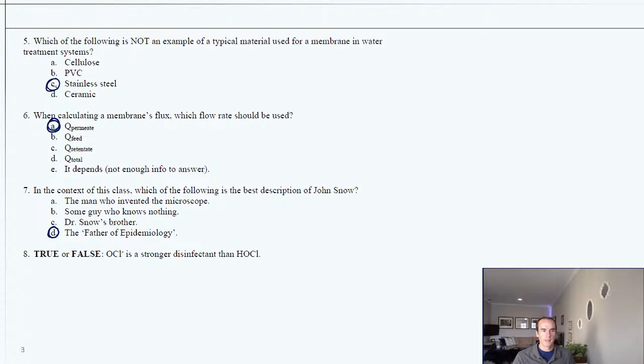Okay, next up, we have another true or false. OCl minus is a stronger disinfectant than HOCl. This is false. HOCl is the strong one. So HOCl would be the strongest disinfectant.